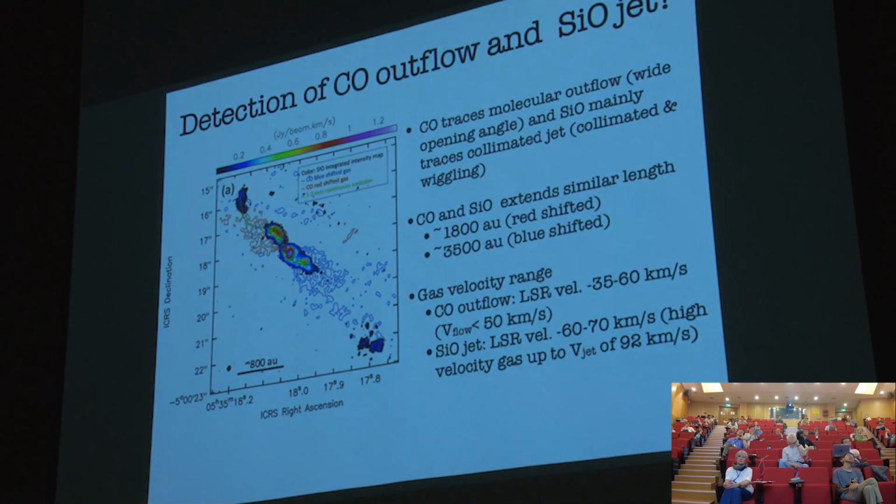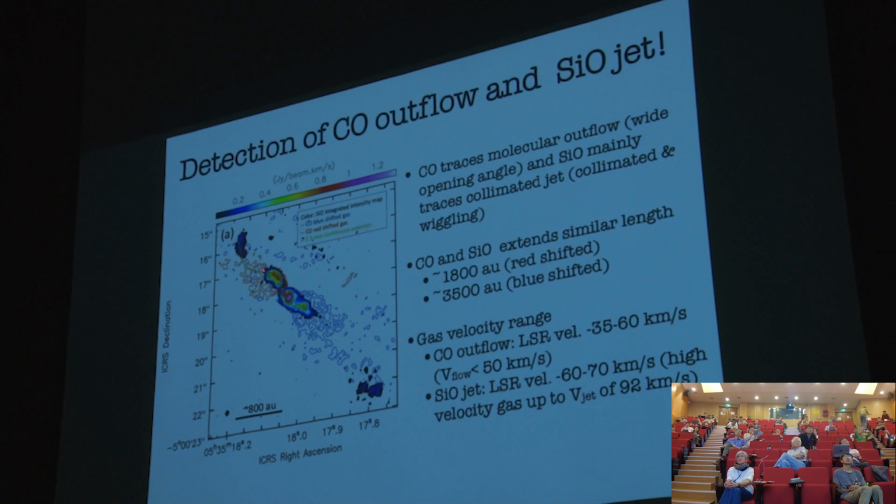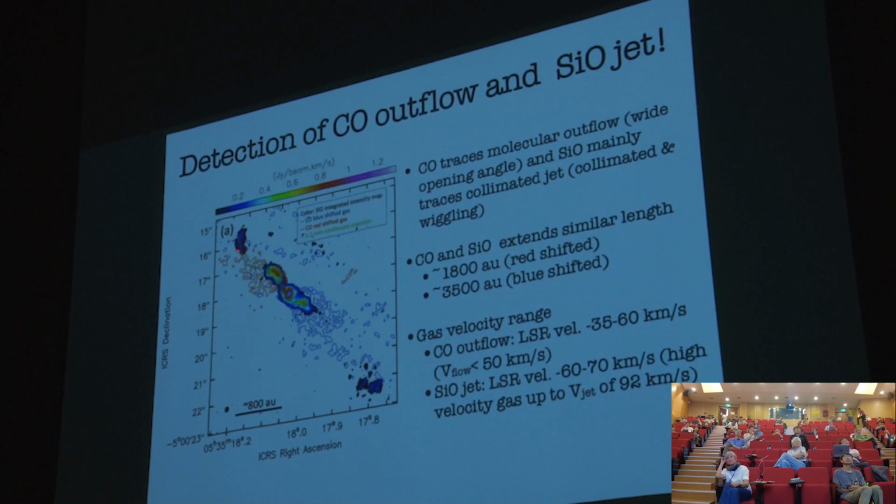Then what we found is a very nice, very compact outflow and jet. Here the contours show the CO outflow, while the color shows SiO. CO shows a wide opening angle and relatively low velocity outflow gas, with velocity less than 50 km per second. The SiO jet shows a more collimated but also wiggling structure, with internal continuous jet plus bow-shock-like structures. They show velocity up to 92 km per second, so it's really high velocity.